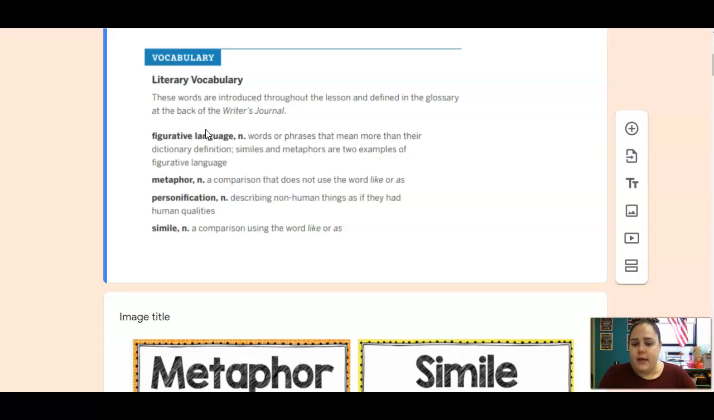A metaphor is a comparison, so you're comparing two things, but you're not using the word like or as. So a metaphor would be, I am the sun, or I am a mouse. And then a simile would be, I'm quiet as a mouse, I'm like the sun. So using the words like or as. And then the other one we have is personification, and that is when we describe objects as if they had human qualities. And we're going to talk more about that in section 2.